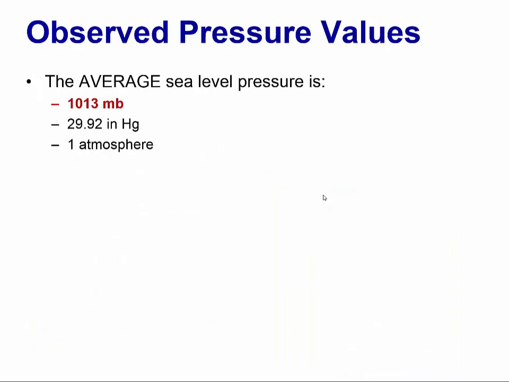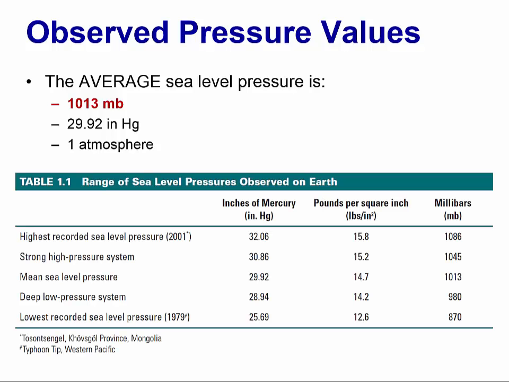If we average barometric pressure across the world at sea level, that average value is 1,013 millibars. This is known as 1 atmosphere. This mean sea level pressure value is the central value within this table in inches of mercury, pounds per square inch, and millibars. But if you consider the range of observed sea level pressure values across the globe over our history, you'll notice that those values only range from 25 to 32 inches of mercury and about 13 to 16 pounds per square inch. But in millibars, those values range from 870 to 1,086, giving us a much wider range.